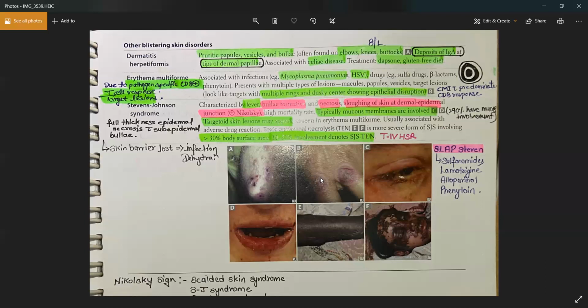That bullseye rash? Erythema nodosum? No, not erythema nodosum. In the spirochetes we discussed it. Which spirochete can cause it? Borrelia burgdorferi, right? Erythema chronicum migrans. Yes, exactly.